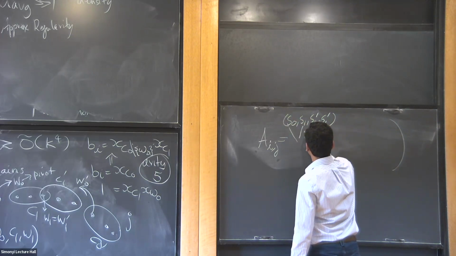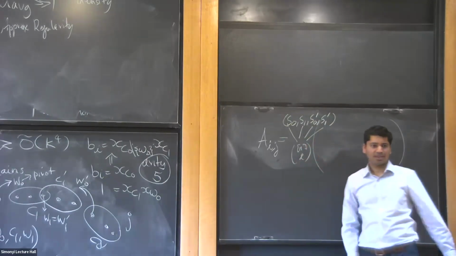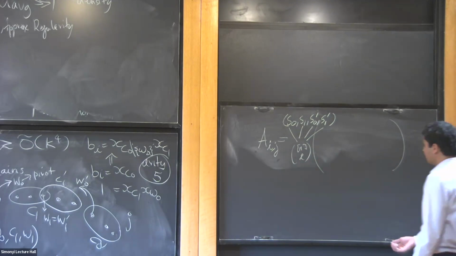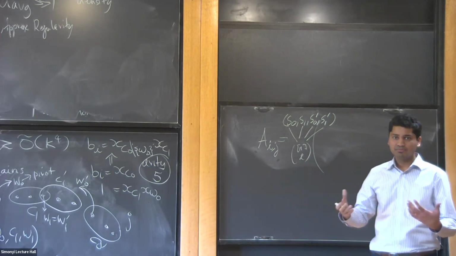Each of these sets are in n choose L. So the number of vertices in this graph that I'm going to build, or the matrix I'm building, is n choose L to the 4. Okay.